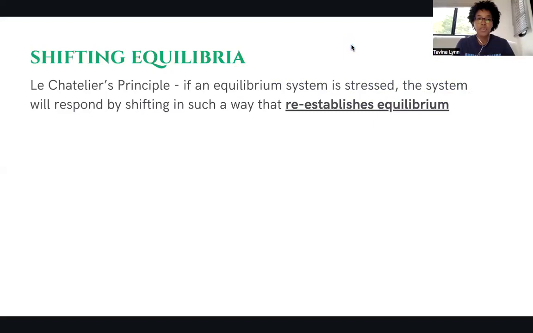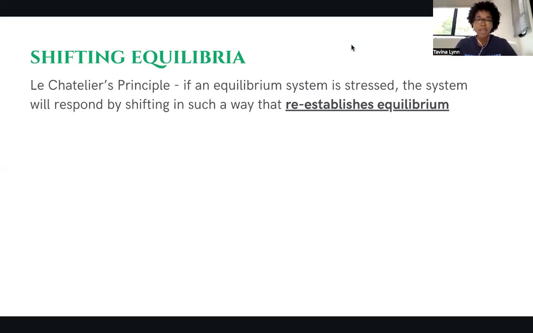Okay, so I want to introduce a principle that gives us insight into what happens when a reaction shifts from equilibrium. If we have a chemical reaction that is at equilibrium, meaning that the rate of the forward and reverse reaction are equal, and then we apply some stress to the system that throws its equilibrium off, the reaction will respond by shifting back towards equilibrium. And this is called Le Chatelier's principle.